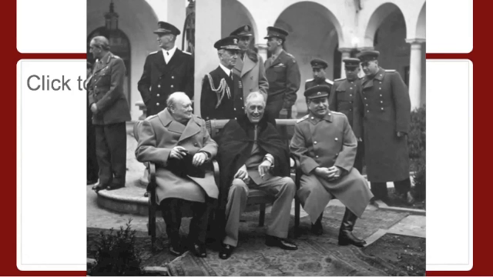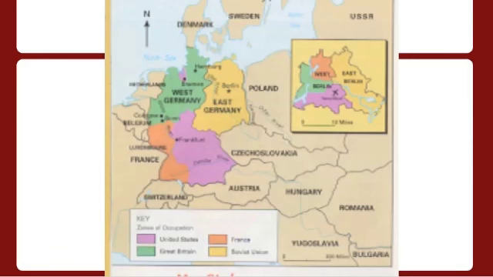So there's Churchill on the left, FDR in the middle. He actually died not long after this conference, and Stalin there on the right. Here's a map that shows how Germany would be divided. That melony orangish color is the French zone, which actually had to be divided out of the British and American zone, and you see the Soviet zone there on the east.